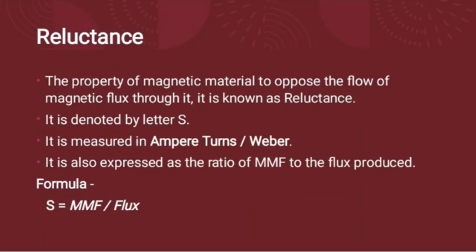The other is reluctance. In the electrical circuit, we see resistance. Resistance opposes the flow of current through it. In the magnetic circuit, the reluctance plays the same role as resistance plays in the electrical circuit. The reluctance opposes the flow of magnetic flux through it. It is denoted by the letter S. S is equal to magnetomotive force divided by the flux.